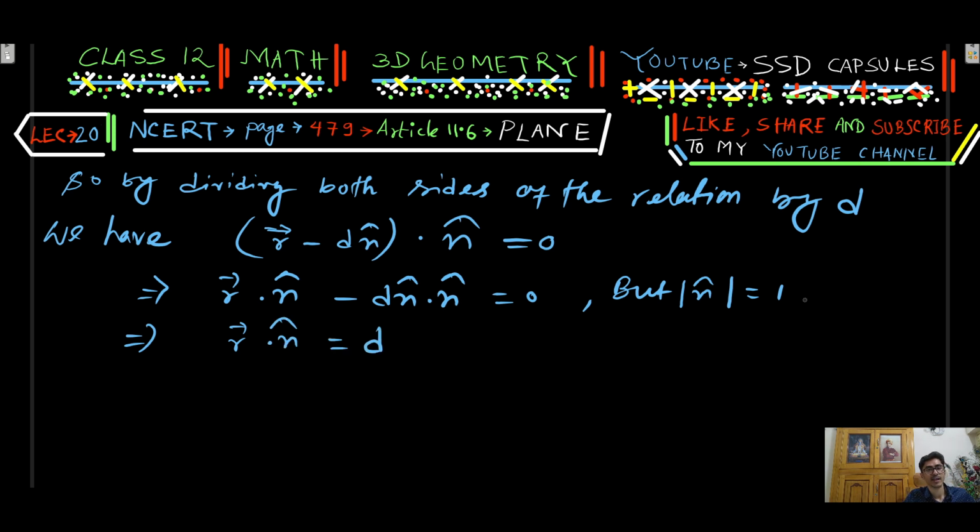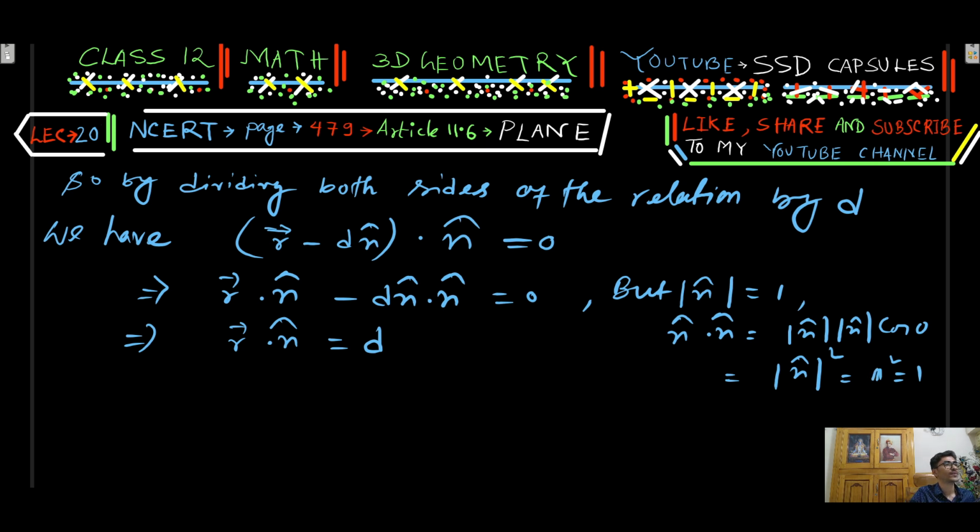But here I have to write n cap magnitude equal to 1. Therefore n cap dot n cap equal to n cap magnitude squared times cos 0, which is 1 squared equal to 1. For your convenience, I have broken down the steps. Okay, so we are done.